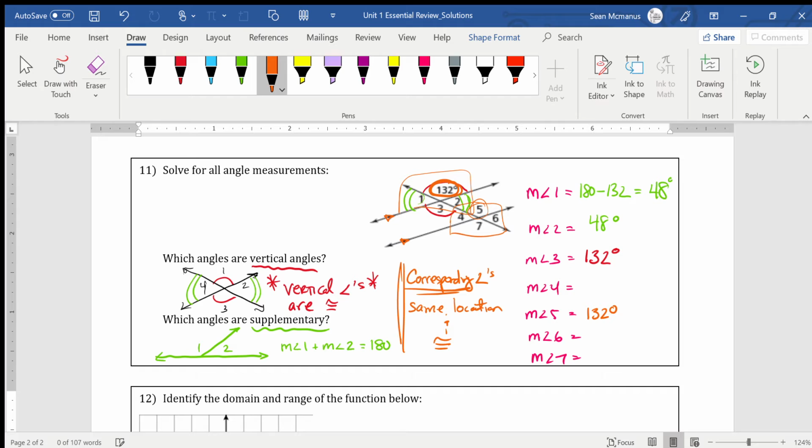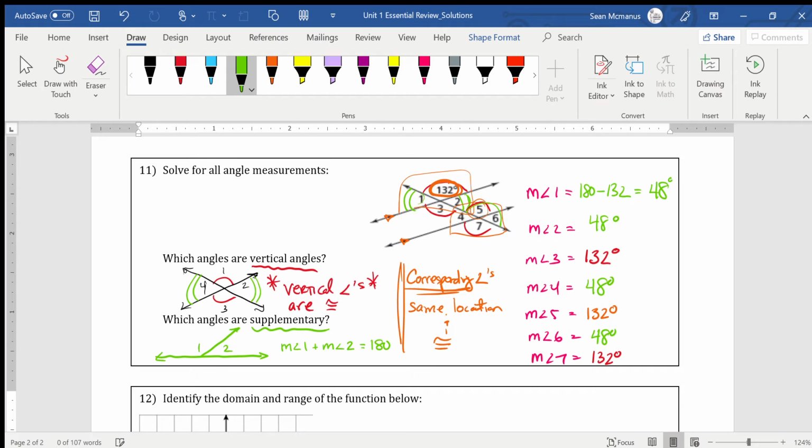And once I know that, I'm off to the races with the rest of these. Angle 5 and angle 7, I know this is getting sloppy now, are vertical. So if 5 is 132, then 7 is 132. And angle 5 and 6 form a linear pair. We saw up above 132 and 48 make 180. And 6 and 4 are vertical, so that would be 48.